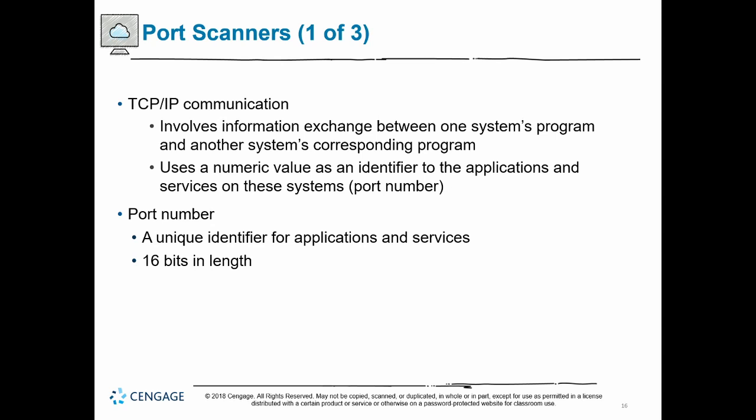And what is a port number? A unique identifier for applications and services, 16 bits in length, and that's why there's only a maximum number of ports that can be out there. It's 2 to the 16th power, so it's 65,536 distinct values.